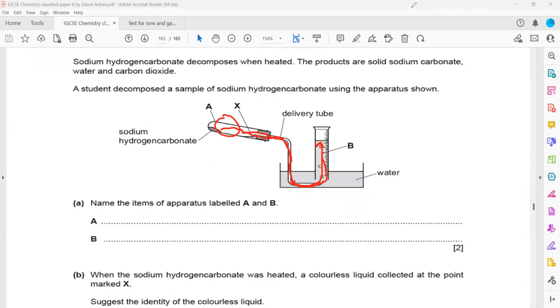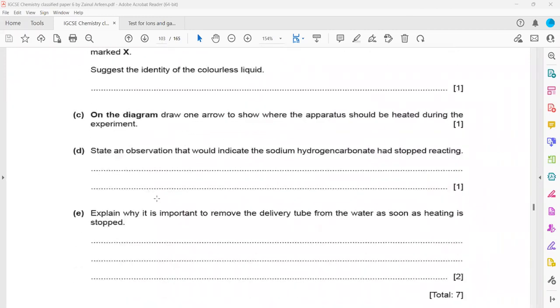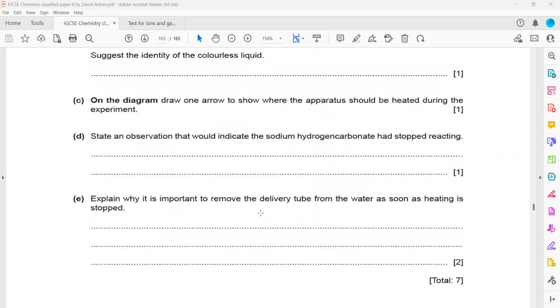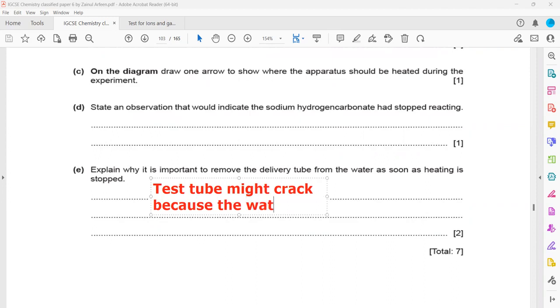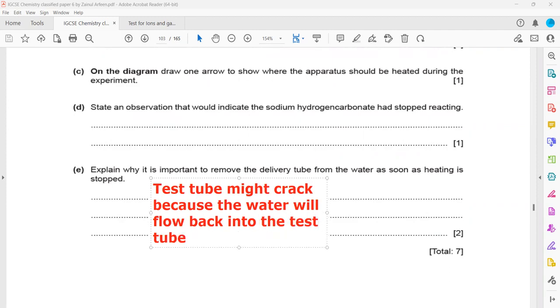So the points you will mention: why is it important to remove a delivery tube from water as soon as the heating is stopped? So the test tube might crack because the water will flow back into the test tube, and that causes a sudden change, like hot to cold, that might crack the substance. When a sudden temperature change is there, a substance might crack easily.